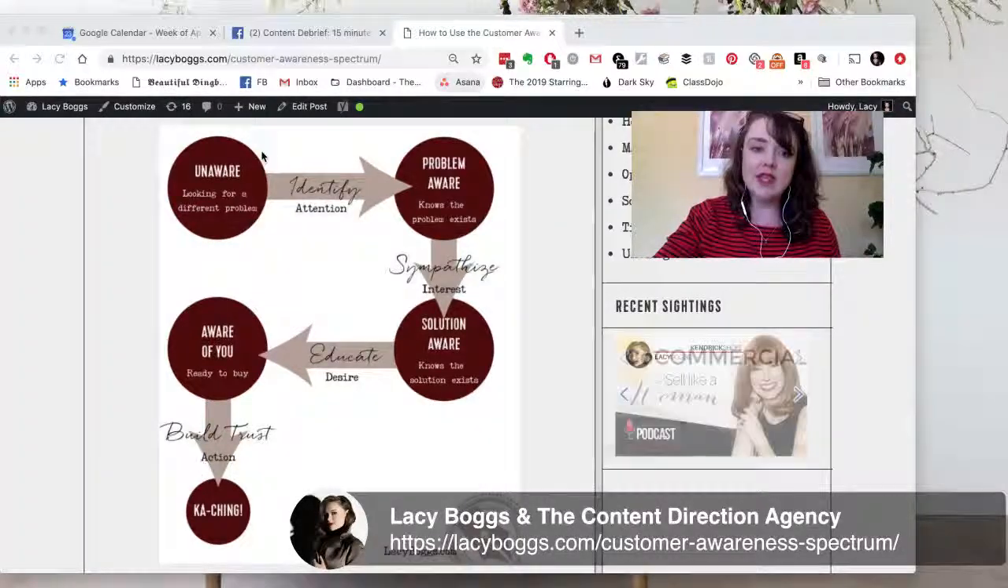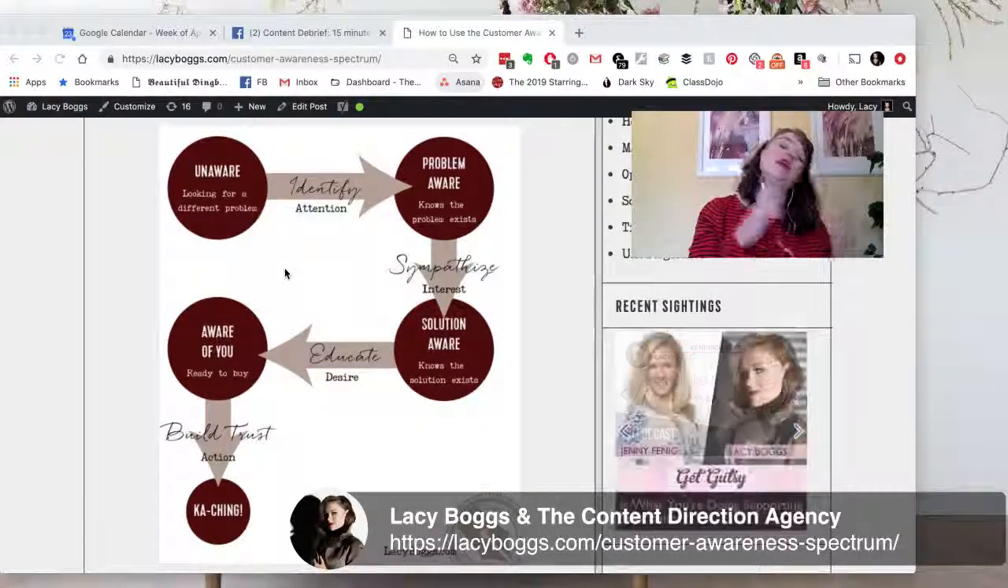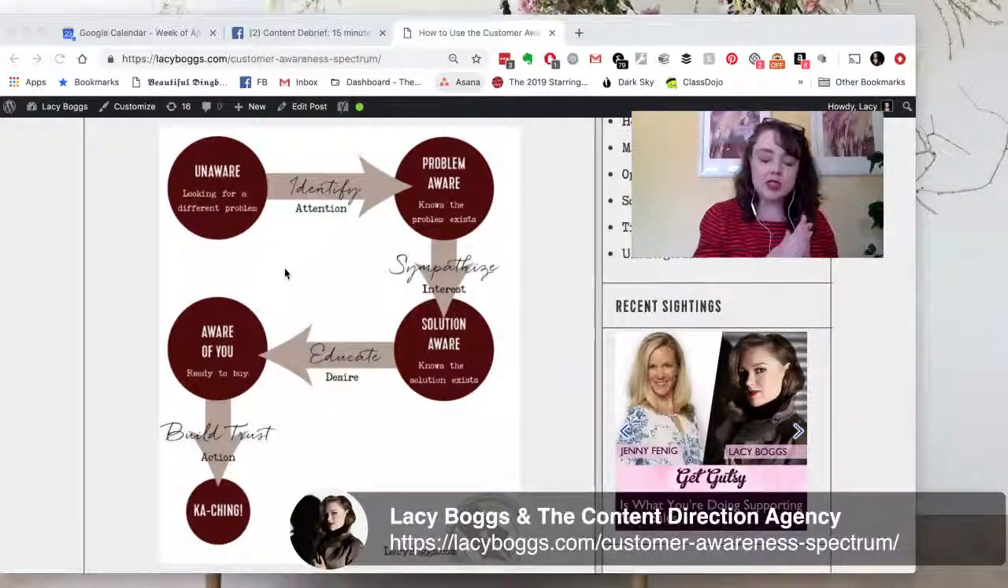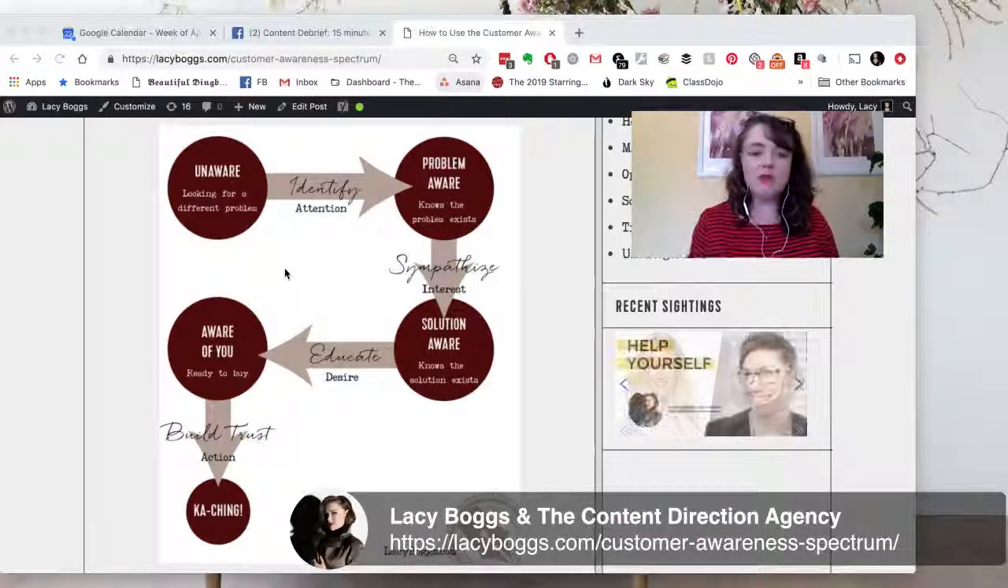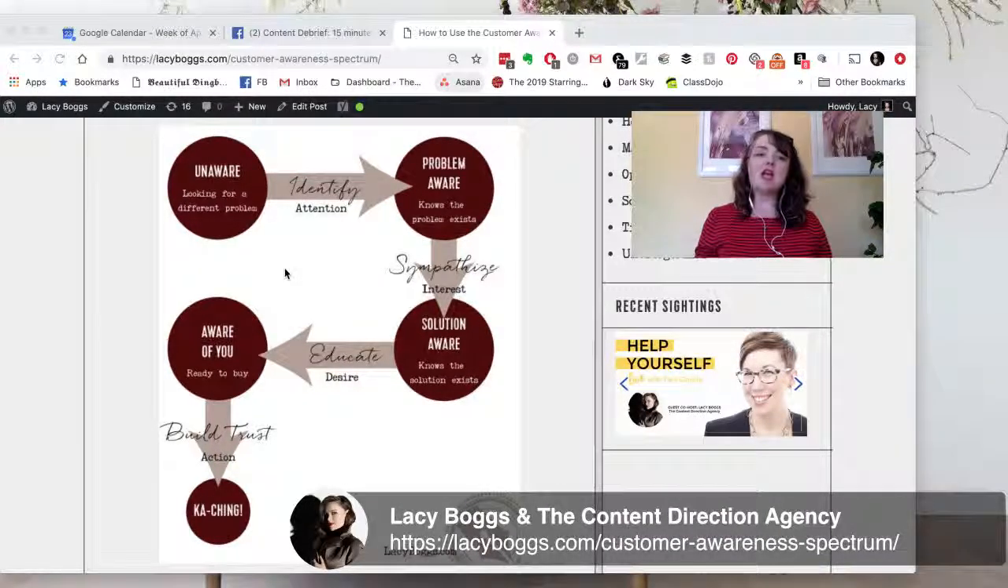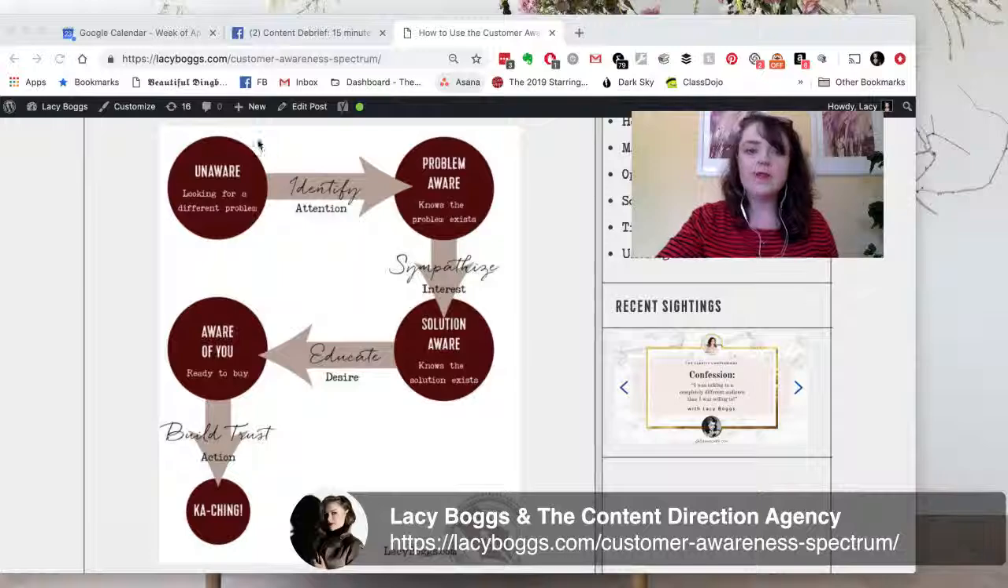So what we want to do instead is move them through the sequence in a strategic way so that they have time to get to know you, understand that you're an expert, understand that you have their best interests at heart, and be ready to buy. Okay? And so all of that can be done on your blog, but it can also be done lots of different places. Like the different stages here might be different things for different people.